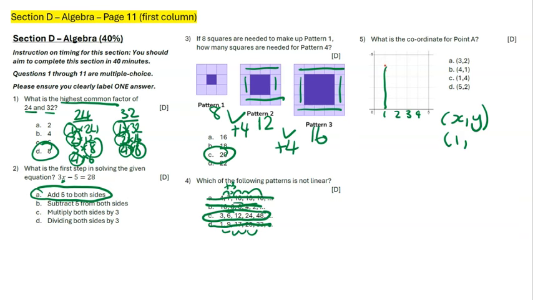So straight away, I actually already know the answer, because if you have a look down the x column, C is the only one that starts with a 1. But if you're wondering where the 4 came from, if you go across, we would have had 1, 2, 3, 4. So that means it would have been 1, 4, also confirming our answer of C.